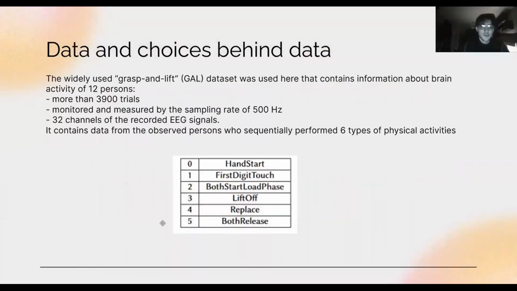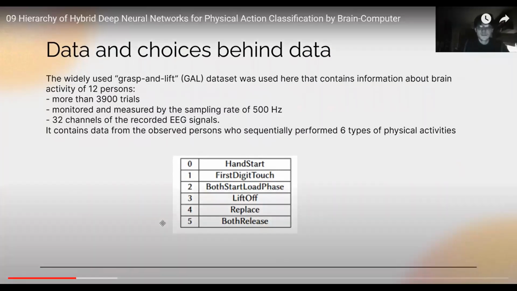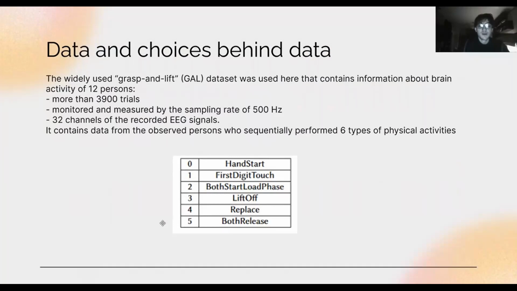Data and choices behind the data. The widely used grasp and lift dataset was used here, and it contains information about the brain activity of 12 subjects measured at a sampling rate of 500 Hz in 32 channels of recorded EEG signals. It contains data from observed persons who sequentially performed 6 types of physical activities: hand start, first digit touch, both start load phase, lift off, replace and both release.